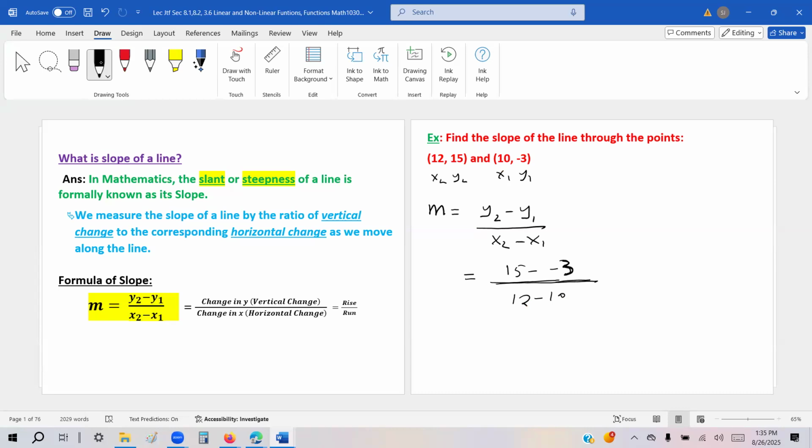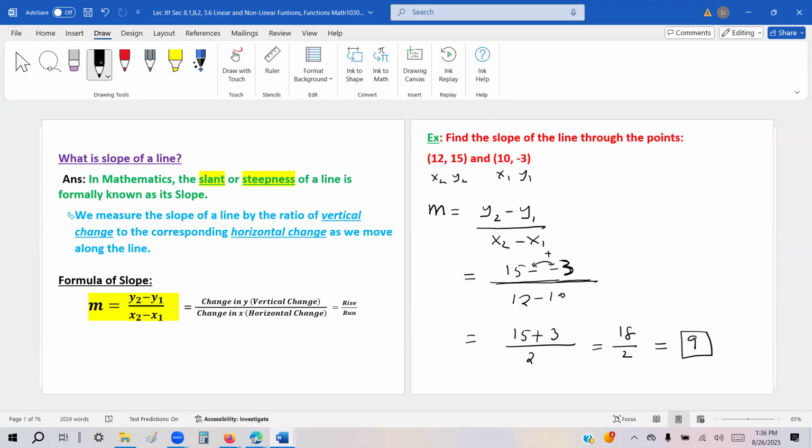So you take one x from the first pair, subtract the other x from the second pair, and put it on the denominator. And do the same thing. Take one number of the y's from one pair, and you subtract the other number of the y in the second pair. So you end up getting double negatives, which you're going to multiply. If you multiply 2 negatives, what do they become? A positive. So we have 15 plus 3. And what is 12 minus 10? 2. And what is 15 plus 3? 18. So what is half of 18? 9.